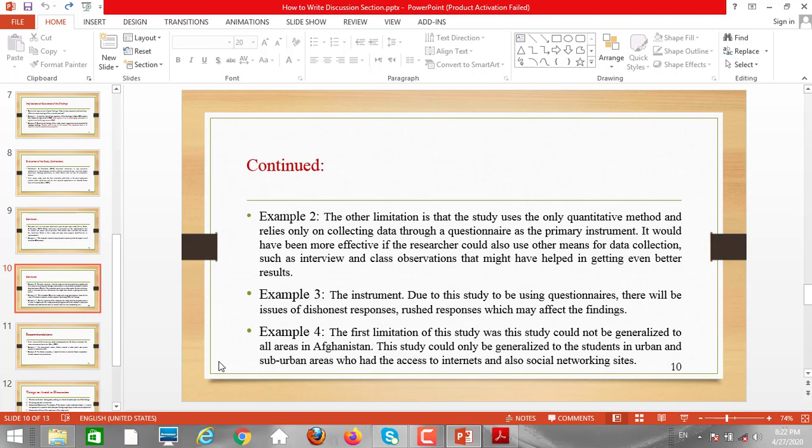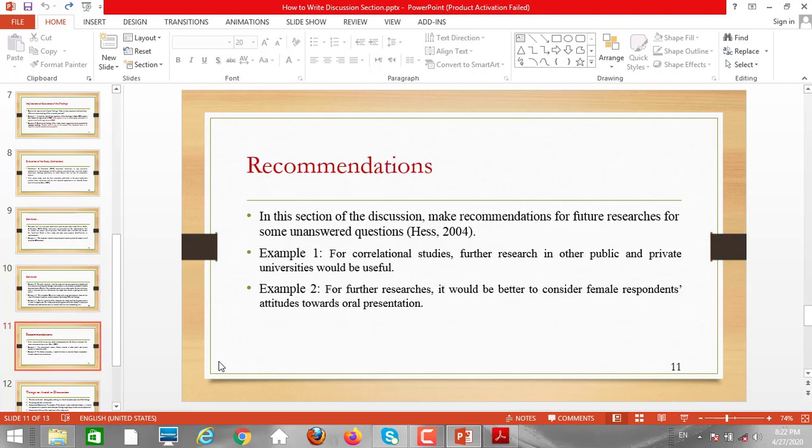So now let's move on to the next part. The final element is to make recommendations. Now that you have identified the limitations of your research, it is time to make some recommendations based on your limitations. Consider those limitations and provide some recommendations.